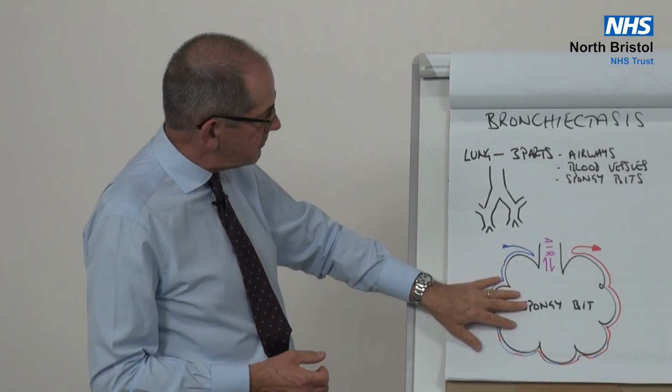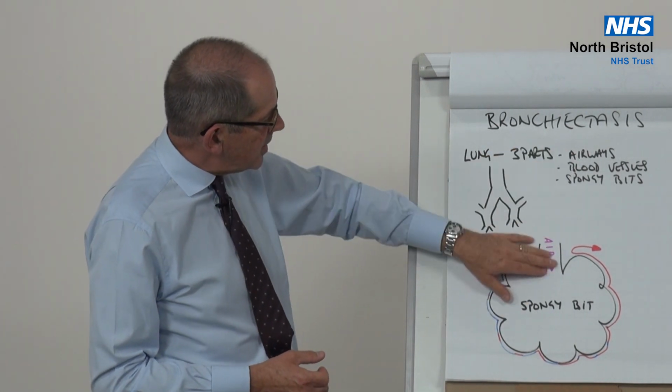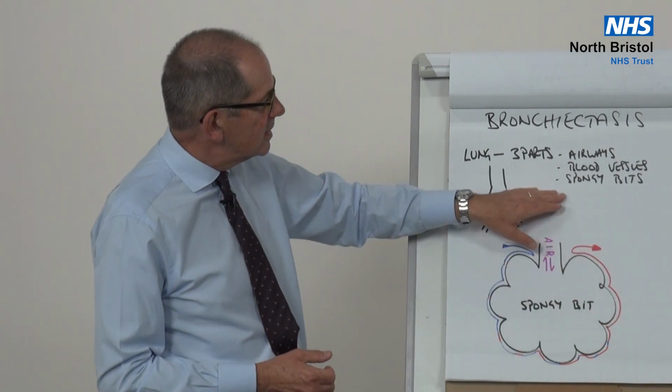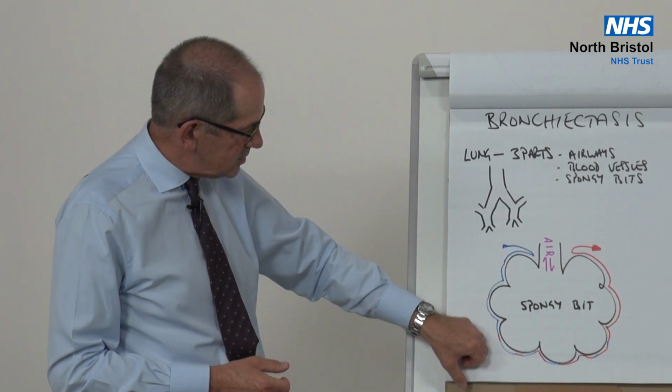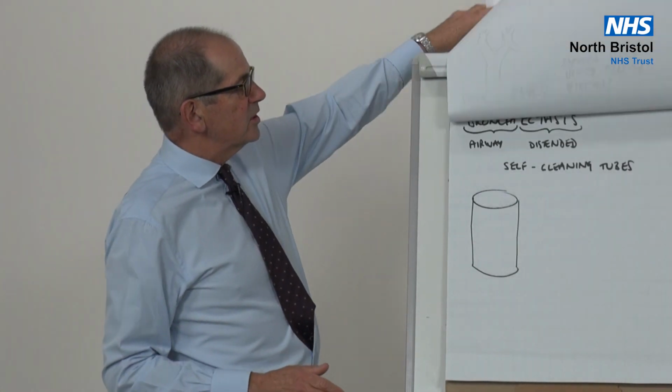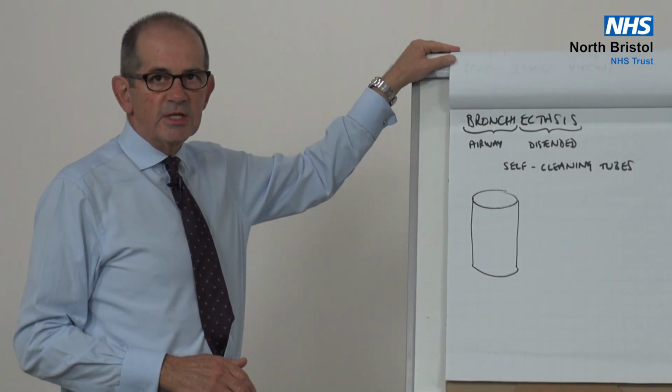So there we are, the three parts of the lung: the airways taking the air in and out, the blood vessels taking the blood through the lung, and the spongy bits that are really doing the work. So that's a bit of revision. Moving on to bronchiectasis itself.